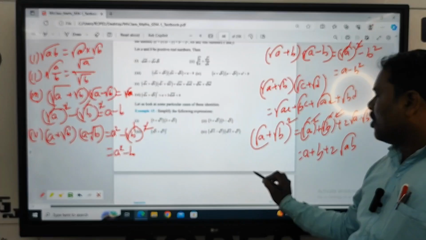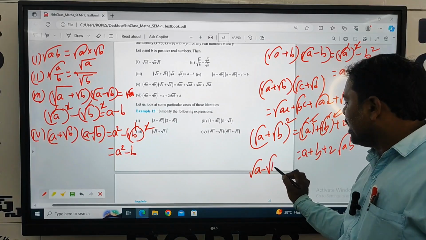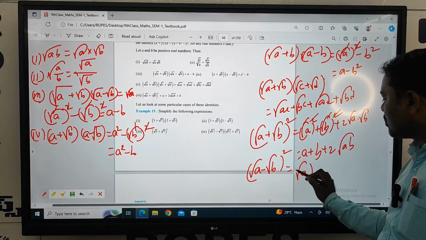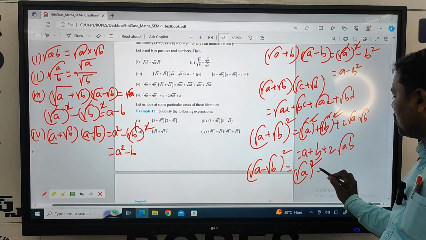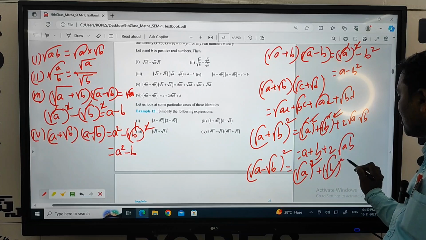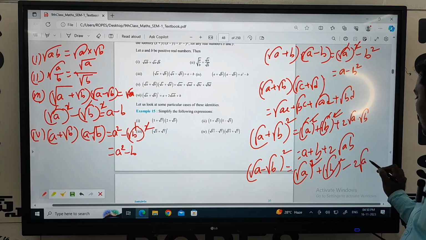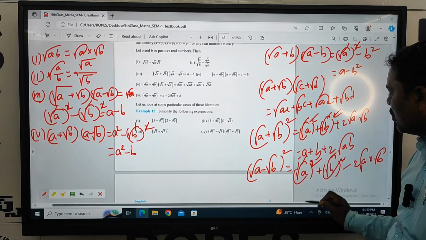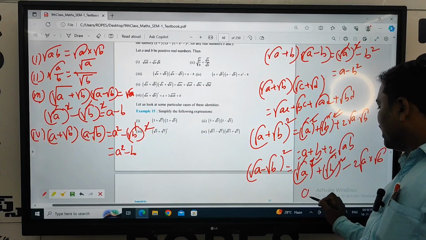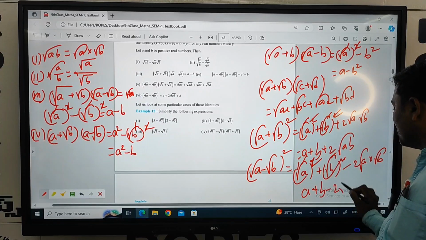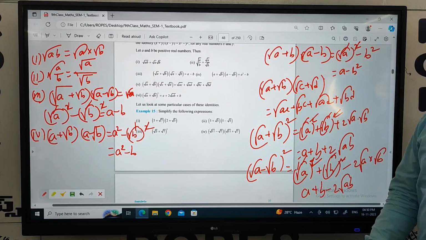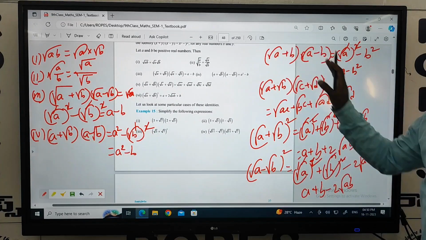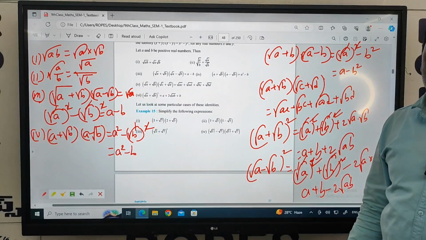In the same way, how to find (root A minus root B) whole square? It is equal to root A whole square plus root B whole square minus 2 root A into root B. The square and root cancel, so A plus B minus 2 root AB. These are the Searle's formulas or irrational formulas. By using these formulas, we will see how to solve the problems.